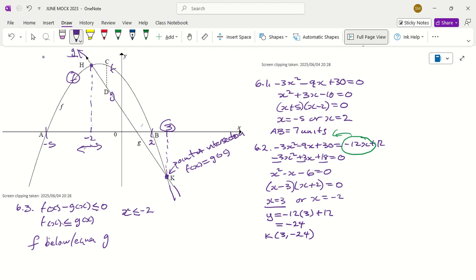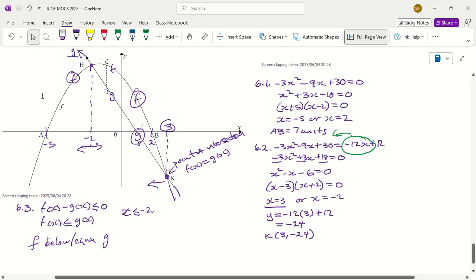Then now these two functions intersect at x is equal to 3. If we go to the left of x is equal to 3, this would be g, and then this would be f. But we can see that f is above g. So that's not what we're looking for. We're looking for where f is below g.